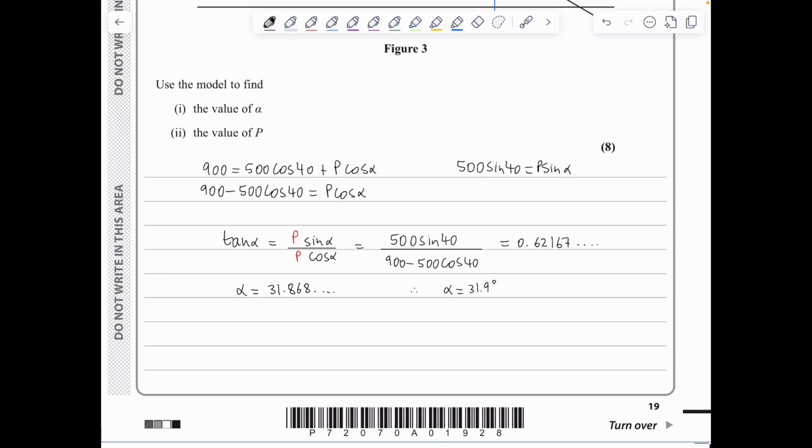We can easily then proceed in finding P. I could substitute alpha here, so we've got 500 sine of 40 being equal to P times sine of 31.868... This leads to P being equal to 609 newtons.